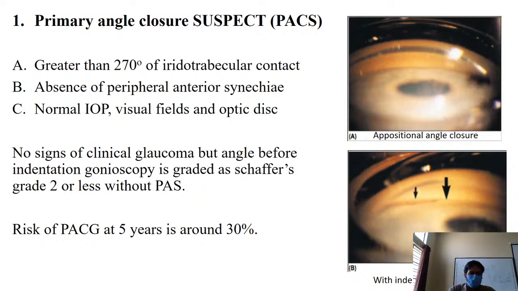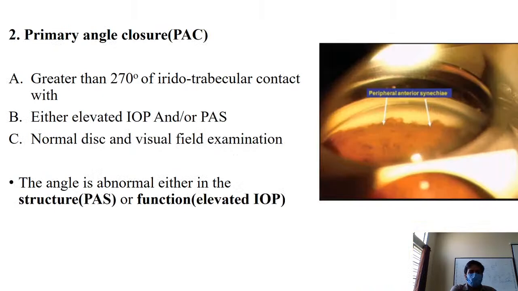So you do indentation gonioscopy to differentiate between an occludable angle and an actually occluded angle. What is important is that these patients have a risk of angle closure glaucoma of about 30% within 5 years. So you should advise the patient accordingly.